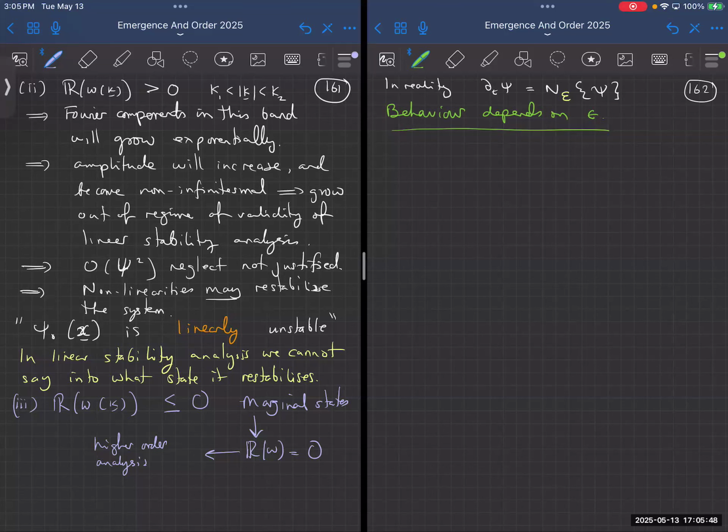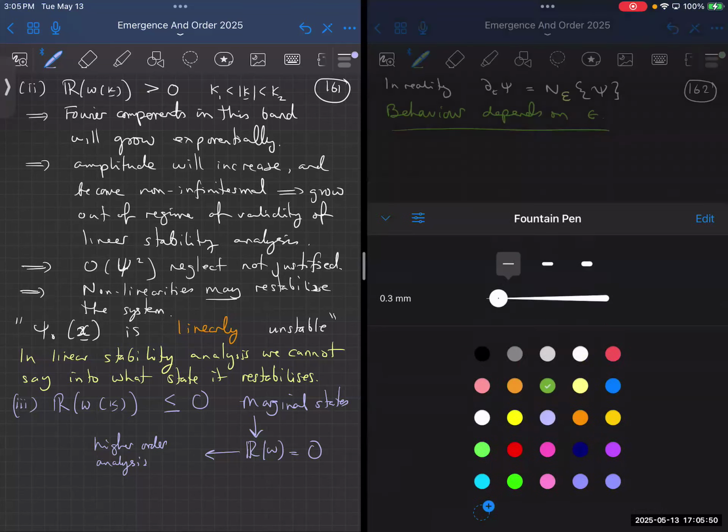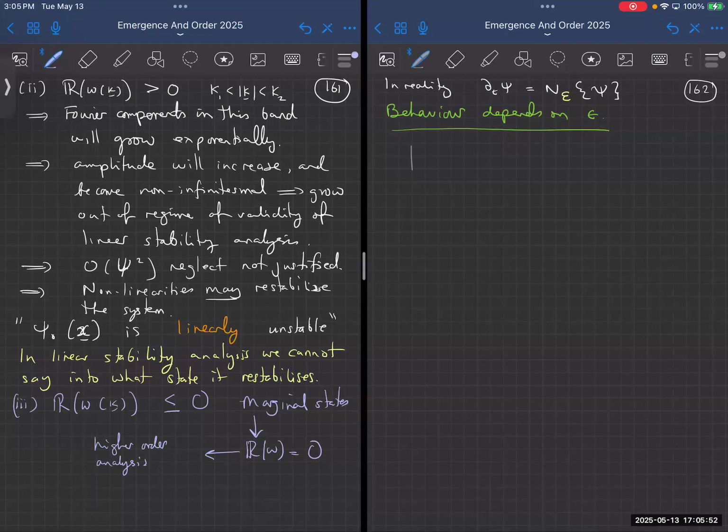So let's have a look and see how it depends on epsilon. So let's have a look, first of all, in scenario 1. Here I'm going to plot k along here, and here I'm going to plot omega of k. And when I write omega of k, what I really mean is the real part of omega of k, but I'm just going to write it as omega of k.